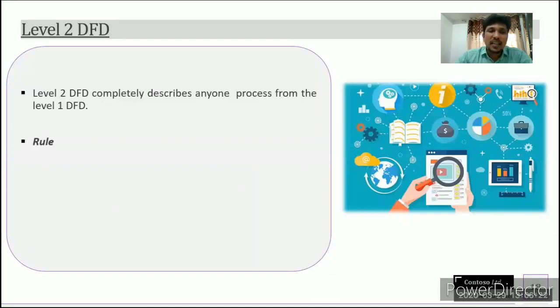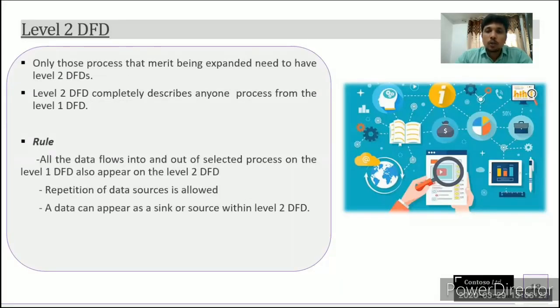The level 2 DFD completely describes any one process from the level 1 DFD. Only those processes that merit being expanded need to have a level 2 DFD. If it is not necessary, a subprocess in the level 1 DFD is not required to have a level 2 DFD. The level 2 DFD is the decomposition applied to a process on the level 1 DFD. The basic rule for creating a level 2 DFD is that all the data flows into and out of the selected process on the level 1 DFD also appear on the level 2 DFD.